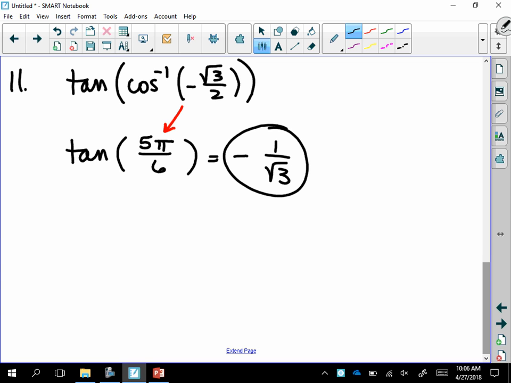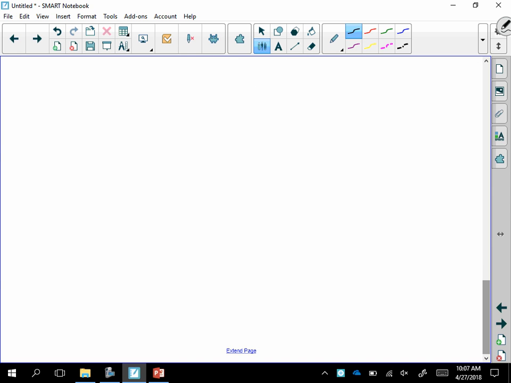Any other questions on 35? We have the inverse sine of the cosine of 3 pi over 4. Again, we can evaluate cosine of 3 pi over 4.